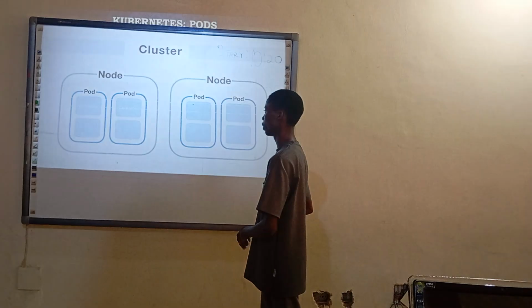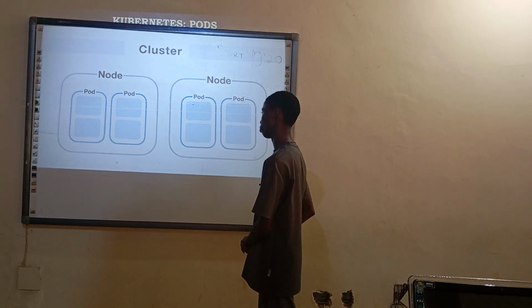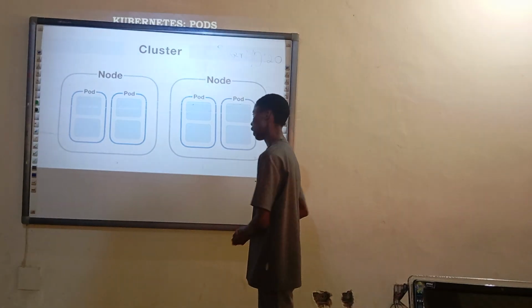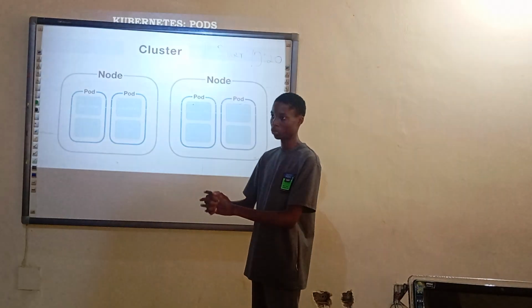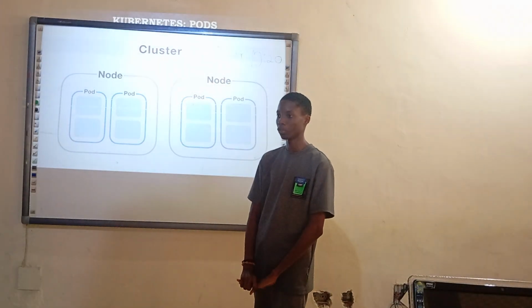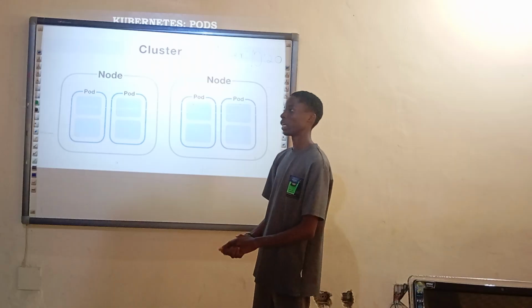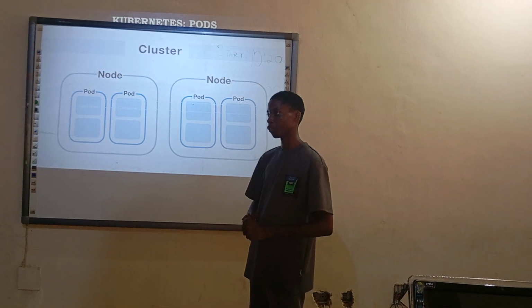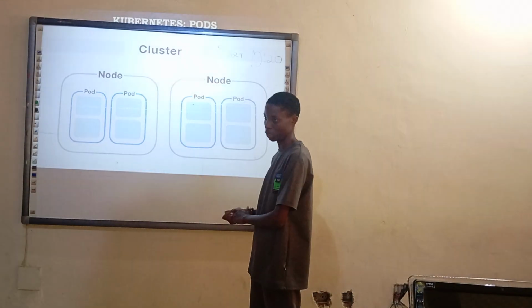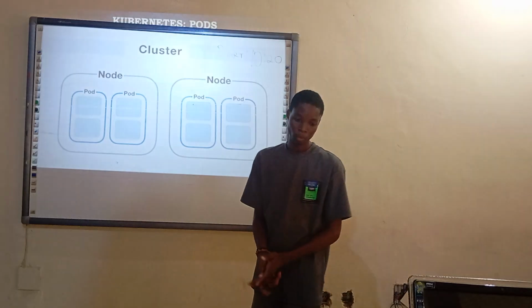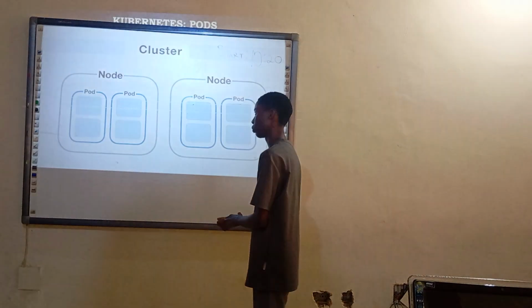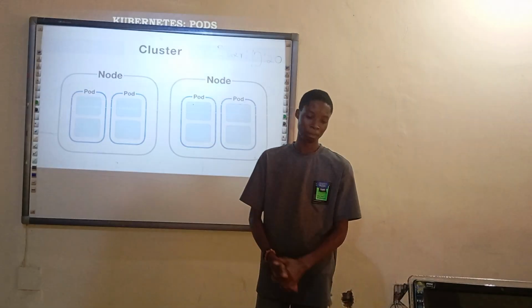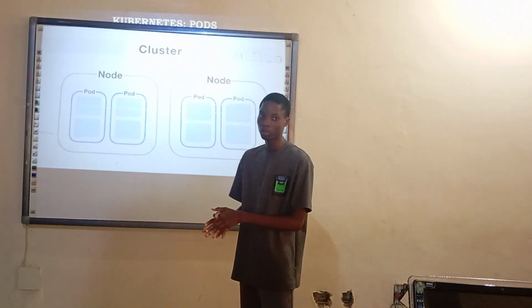In simple terms, let's say you are running a big application, and you don't want to put everything in one container, like front end, back end, and the rest. So you can have all the containers you need for your front end in one pod, all the containers you need for your back end in another pod, and then you put these pods in your nodes. And by the way, pods are the smallest unit of deployment in Kubernetes.